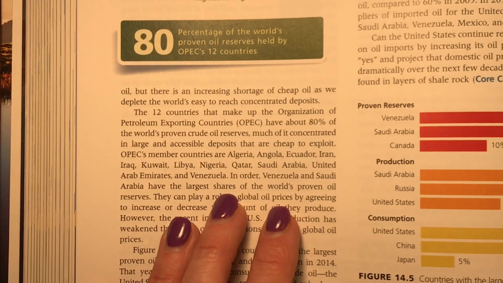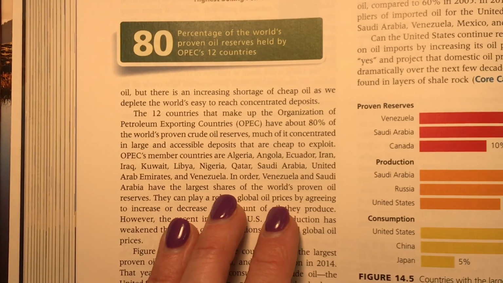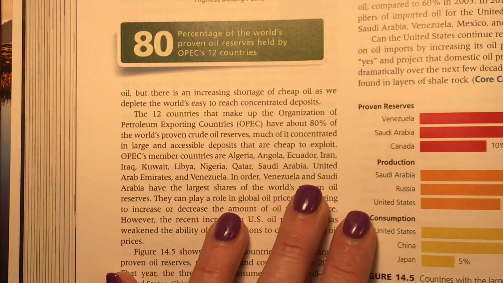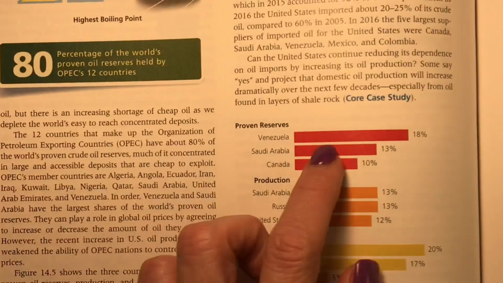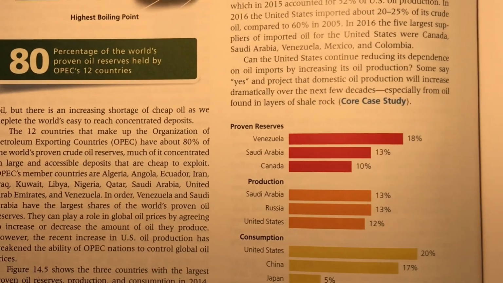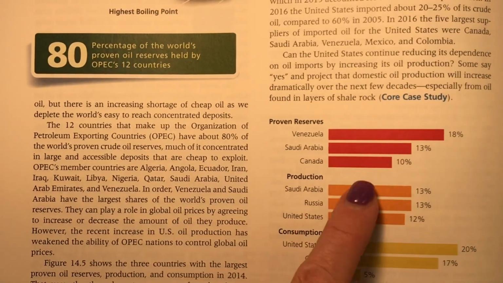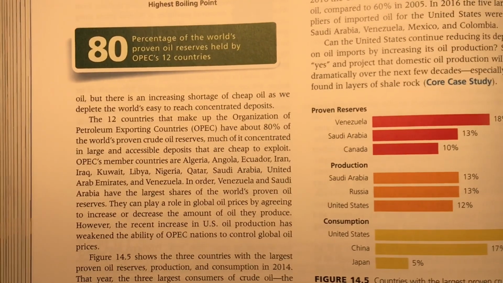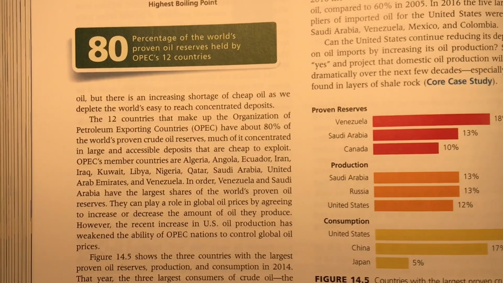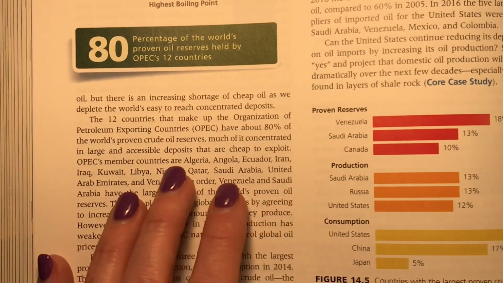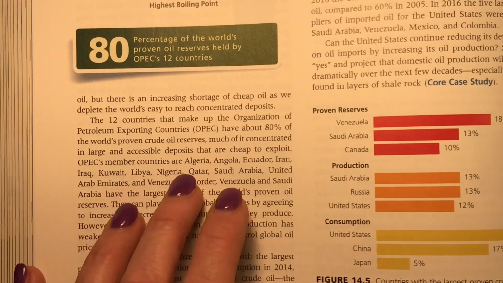Out of all of these, which two OPEC countries have the largest share of the world's proven oil reserves? So that's going to be Venezuela and Saudi Arabia. Although Venezuela technically has more, Saudi Arabia actually is considered the biggest producer right here. So not only is it second highest, it produces the most, so if you're asked on the national exam which country is considered to be the biggest producer of oil, go with Saudi Arabia. Now you can see there are other countries like Nigeria, Qatar, even Ecuador, but most of these are Middle Eastern countries.